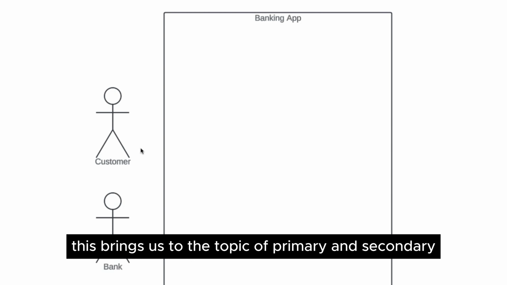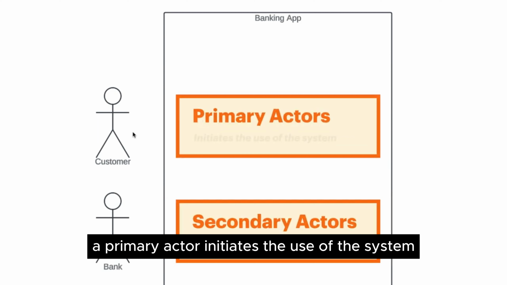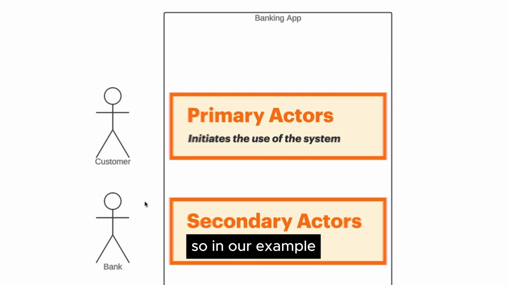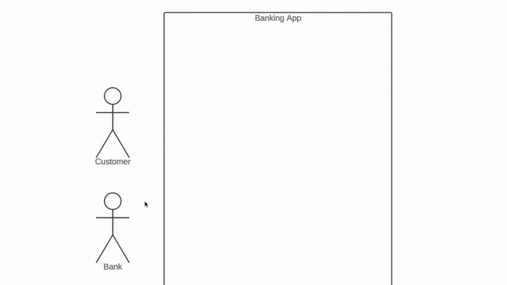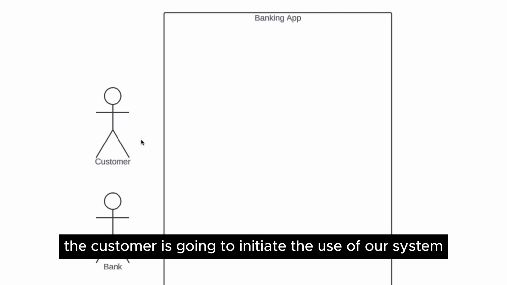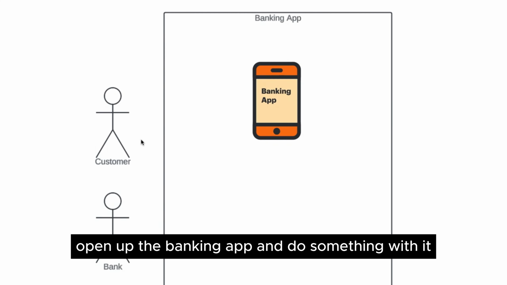And this brings us to the topic of primary and secondary actors. A primary actor initiates the use of the system, while a secondary actor is more reactionary. So, in our example, which actor is primary and which actor is secondary? The primary actor is the customer. The customer is going to initiate the use of our system. They're going to pull out their phone, open up the banking app, and do something with it.